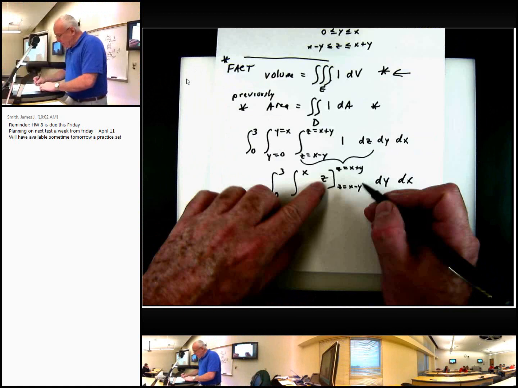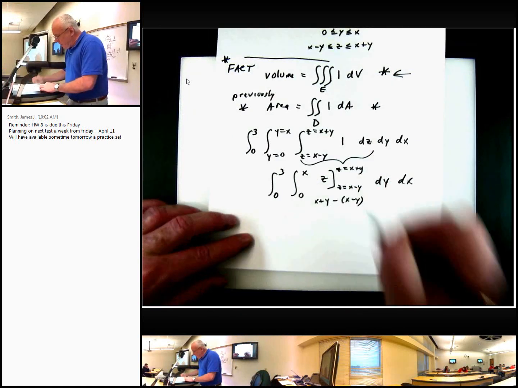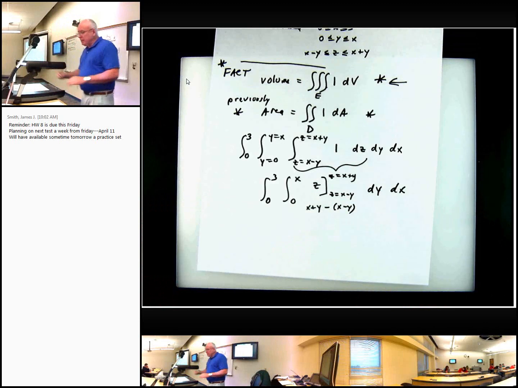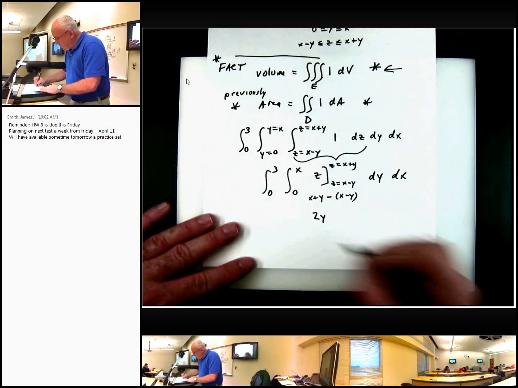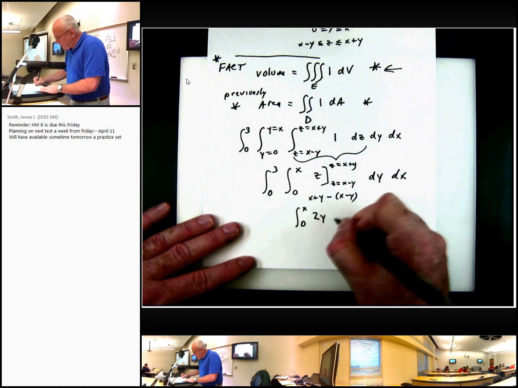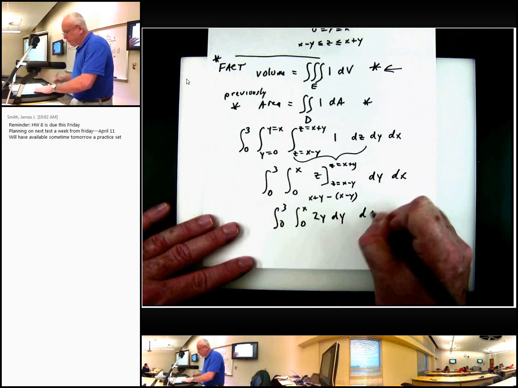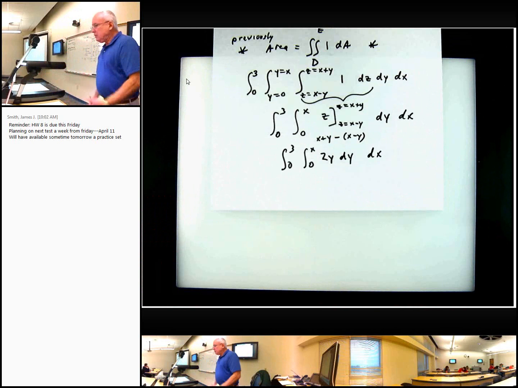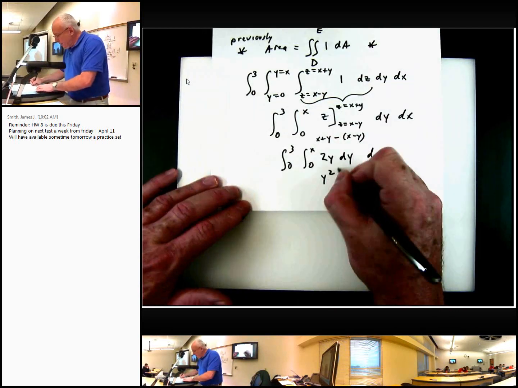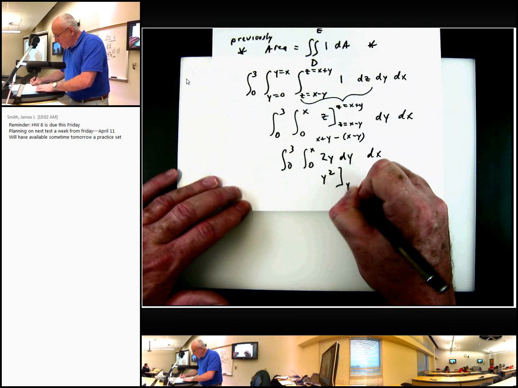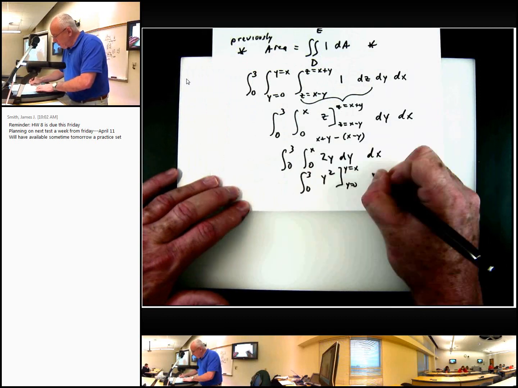All right, so let's see. This is x plus y minus x minus y. So I think that comes out to be 2 times y. All right. So what we have is the integral from 0 to x of 2y dy, from 0 to 3 dx. Okay. So we do the antiderivative of 2y, and we get y squared, and that's going from 0 to x. And then our x is 0 to 3.